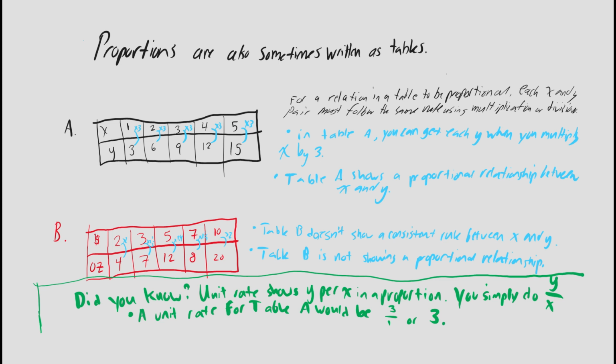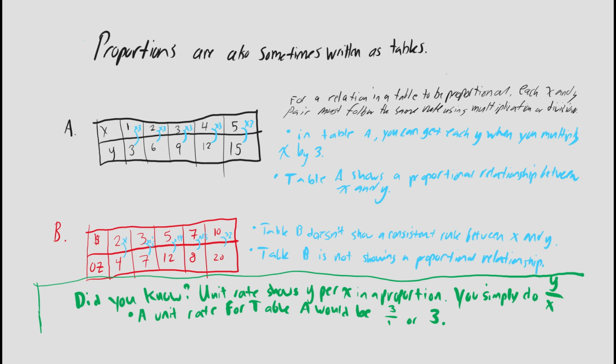1 times 3 makes 3. 2 times 3 is 6. 3 times 3 is 9. And so on, they all multiply by 3. Therefore, table A is showing a proportional relationship. If I look at table B, though, from 2 to 4 is times 2, but from 3 to 7 doesn't do the same rule. You can technically stop there, but if you do the rest of them, it also doesn't follow a consistent pattern or rule, so they're not proportional.